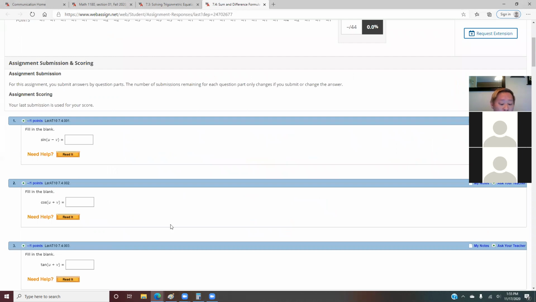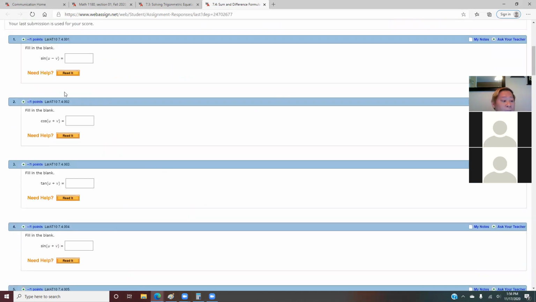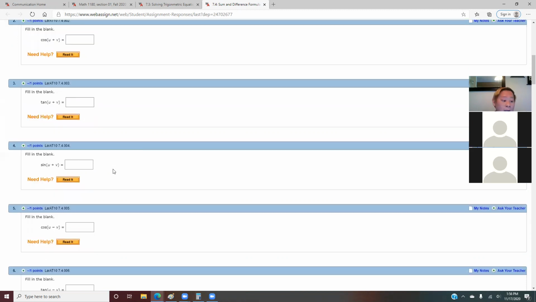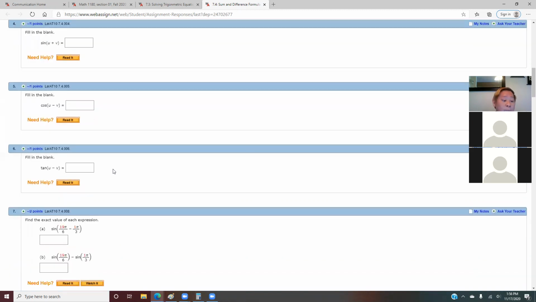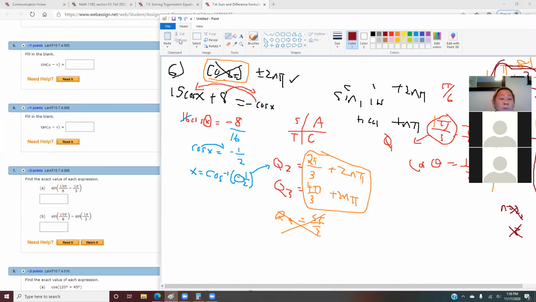7.4, make sure you know the formulas for the sum and difference. So these are the formulas for sum and difference. There are 6 of them, actually 3. One for sine, one for cosine, one for tangent. Make sure you utilize this a lot because it's used quite a bit here. So any questions you have for me in this section 7.4?